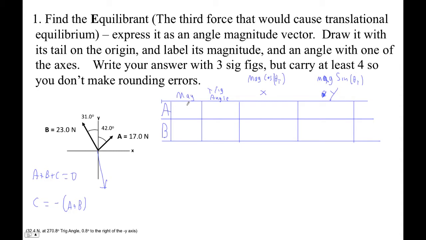Okay, so the magnitude of A is 17, the magnitude of B is 23. A's trig angle is this one here, so that'd be 48. And B's trig angle would be here, so it'd be 31 past 90, so it'd be 121. Is that right? It's crucial that we not switch the magnitude and the angle. So I believe we've got that right. And it's crucial that 48 plus 42 adds up to 90. Oh, that's good.